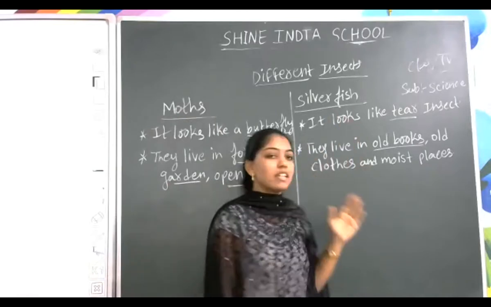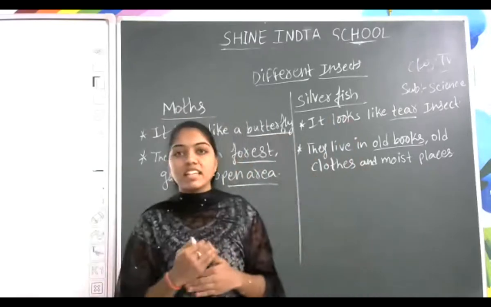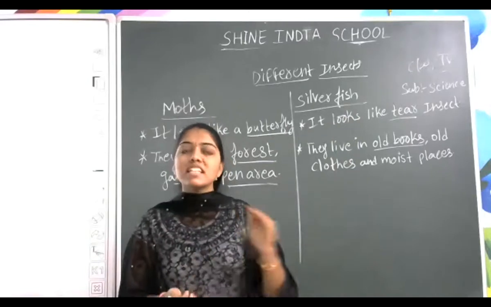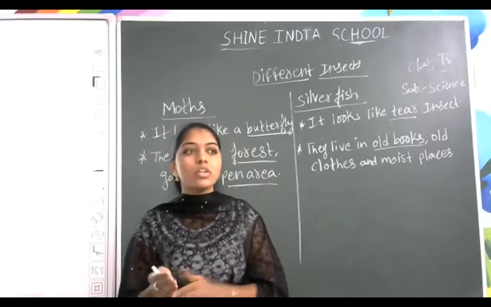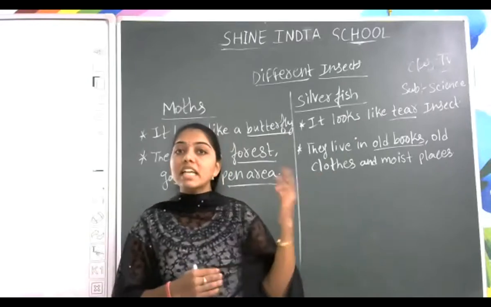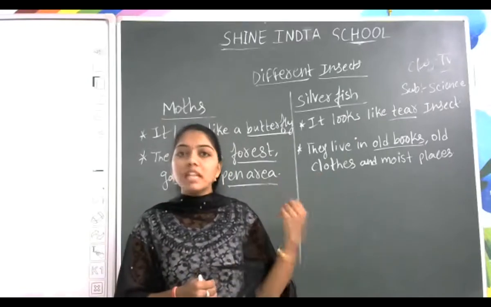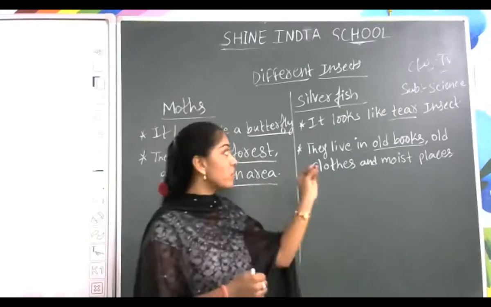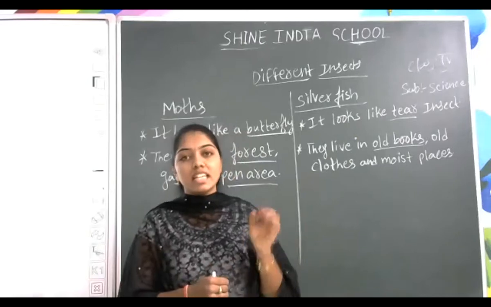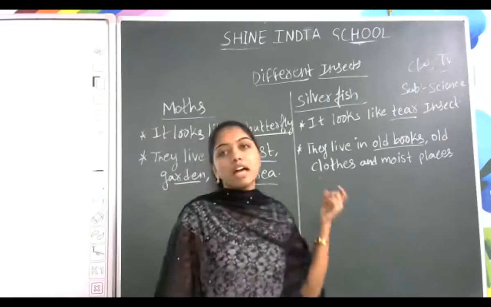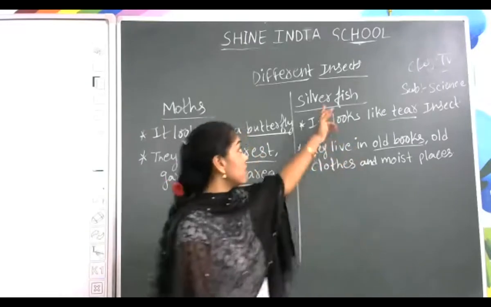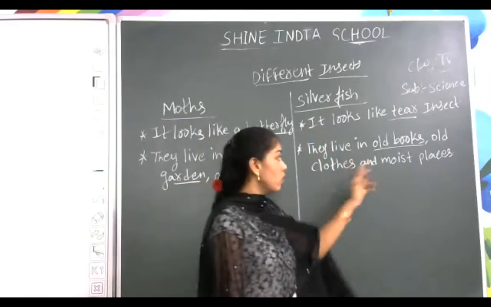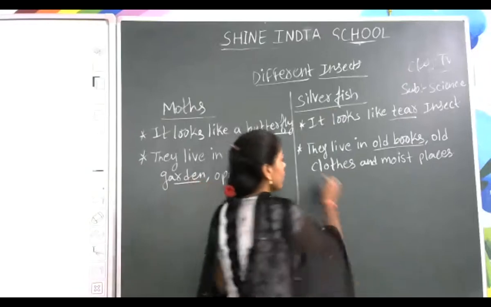And the old grass. Suppose every year we use different types of grasses. From the starting season, we have eaten many types of grasses and some will be left out. Those leftover grasses or woods can be eaten by the silverfish. What is the main thing here? Most of the silverfish live in old woods or old plots.